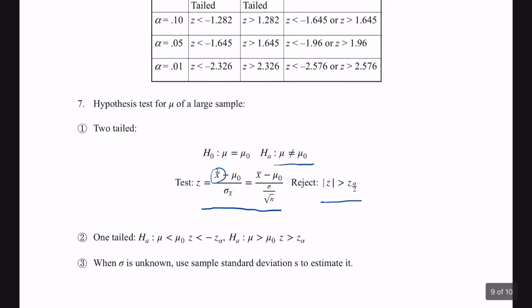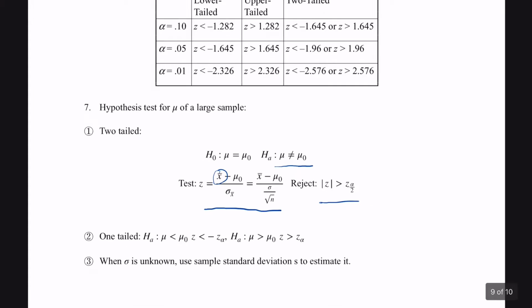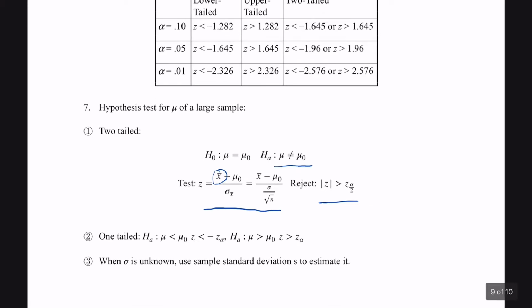Right, for a two-tailed test, let's make an example. Let's just say we want to do a hypothesis test, and the confidence level is 90%, meaning the alpha is 10%. And when do we reject the null hypothesis? The way we reject is when the absolute value of the z-score is bigger than the z-score corresponding to the confidence level.